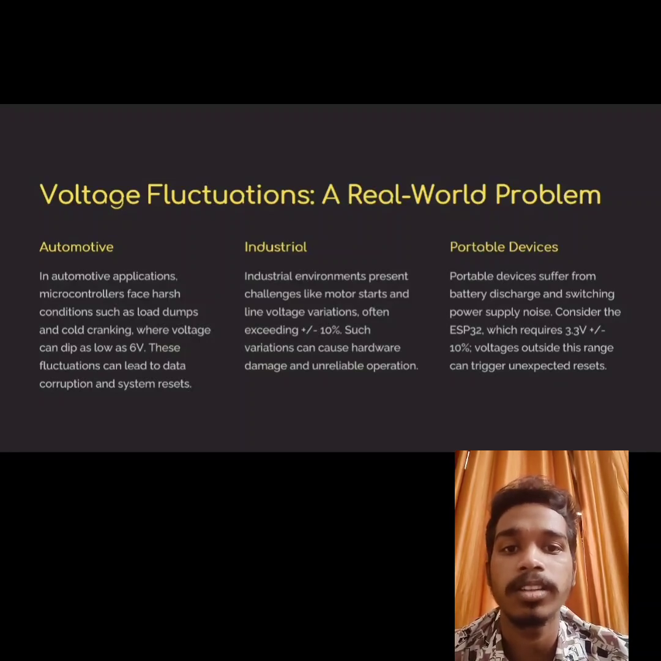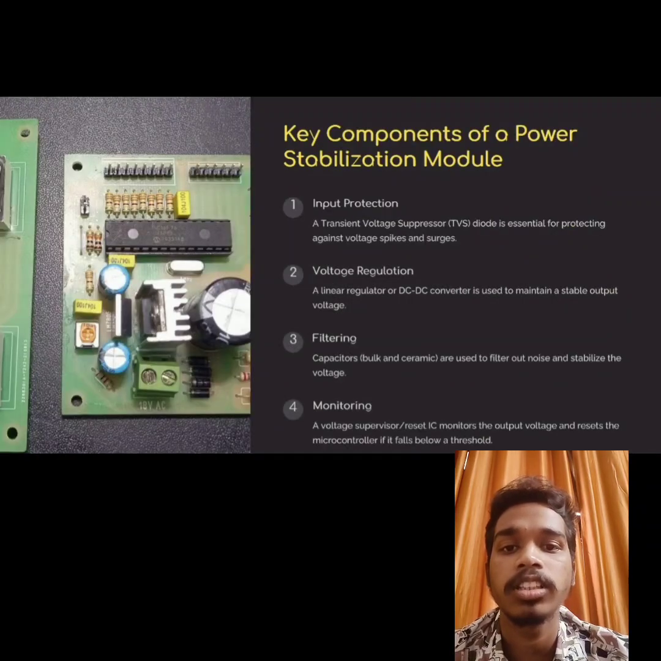Third is portable devices. Portable devices suffer from battery discharge and switching power supply noise. Consider the ESP32, which requires 3.3 volt plus or minus 10%. Voltage outside this range can trigger unexpected resets. So my second point is key components of a power stabilization module.